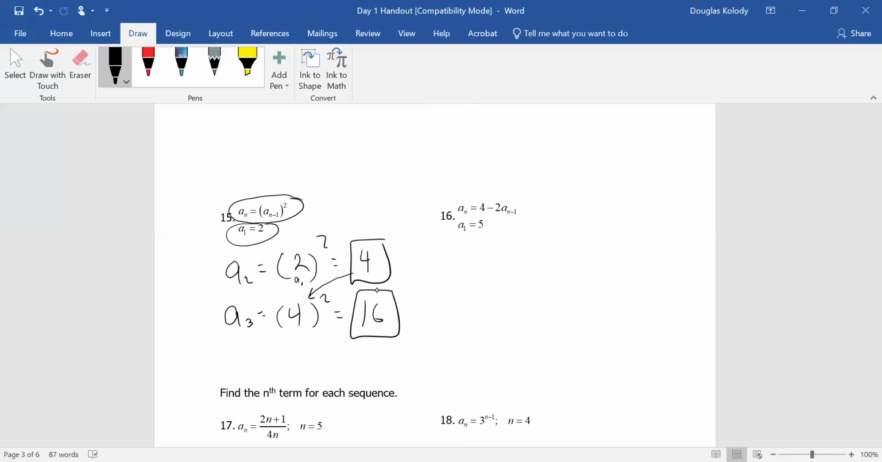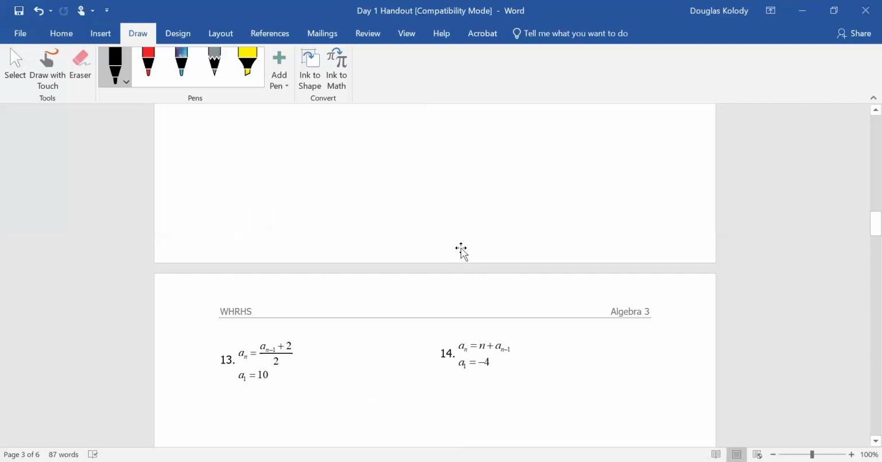Hopefully you follow along how to find these. The problem with a recursive formula is in order to find, say, A sub 8, you need to find A sub 2, A sub 3, A sub 4, A sub 5, A sub 6, A sub 7, and then you can get A sub 8. It's a pain, as my grandmother would say, in the dupa.